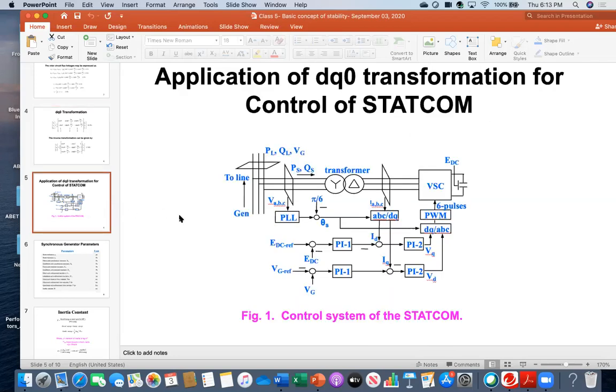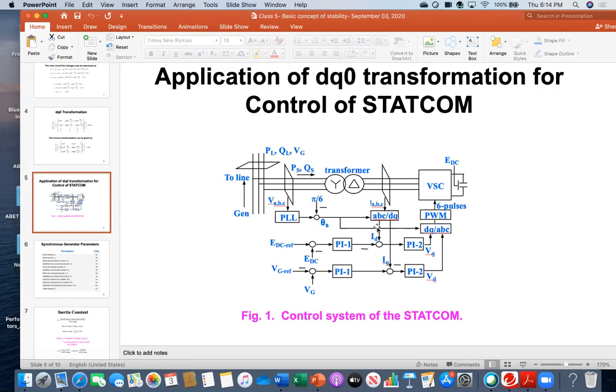Dr. Ali, okay, I have a question. Okay, sure. So we are using DQ transformation just for controlling purpose here, because if you see PI controller 2, that is just being used there, right?